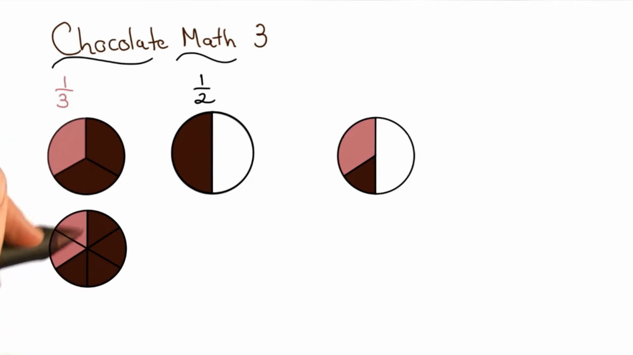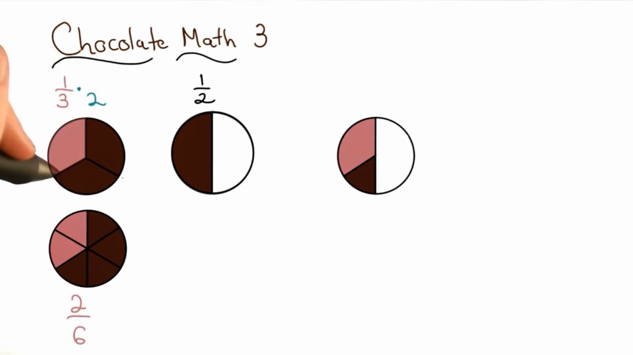Doing that, I can see I get 2/6 of the cake is covered in strawberry icing. So how did I get from 1/3 to 2/6? We doubled the number of pieces we had altogether. I went from 3 pieces to 6. So I know I needed to multiply the denominator by 2. I also doubled the number of pieces I had. I had 1 out of 3, and now I have 2 out of 6.